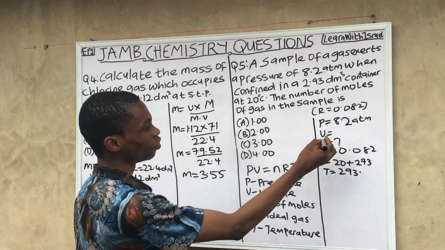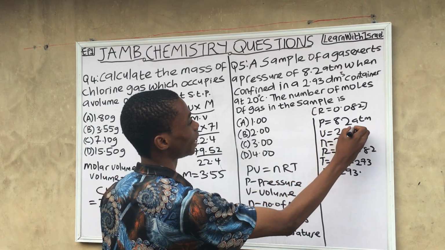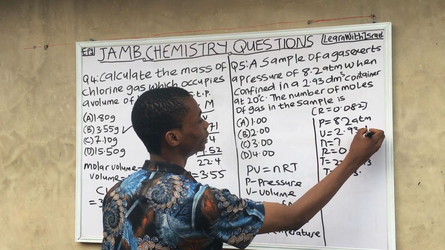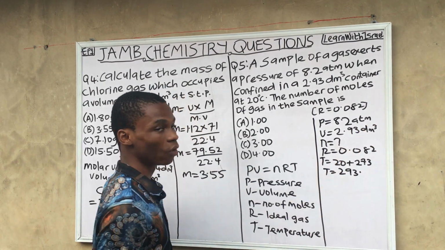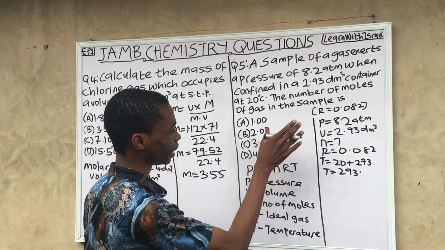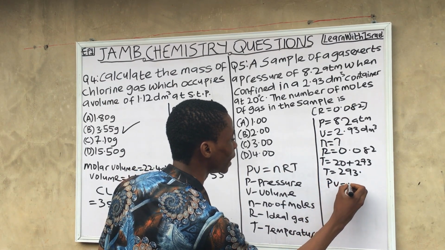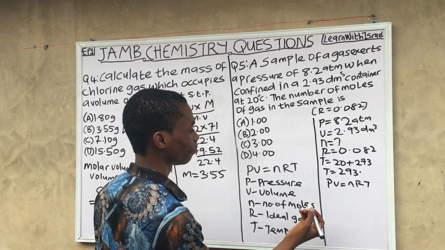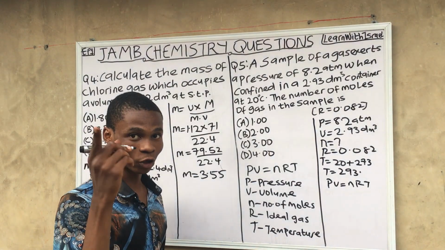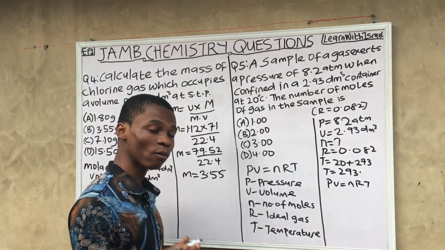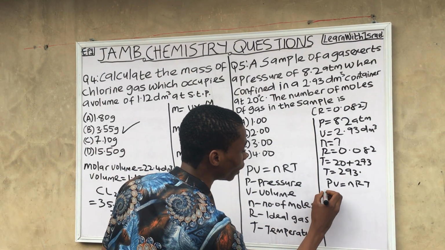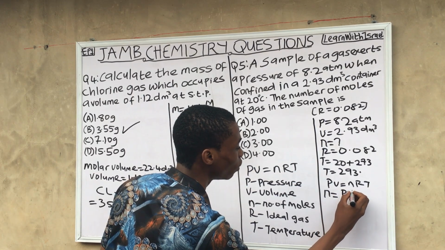So our volume is represented as 2.93 dm³. So what do we do next? We input. We already input, so let's write our formula: PV equals nRT. So what are we looking for? Our number of moles. So let's make number of moles the subject of the formula. So our number of moles equals PV over RT.